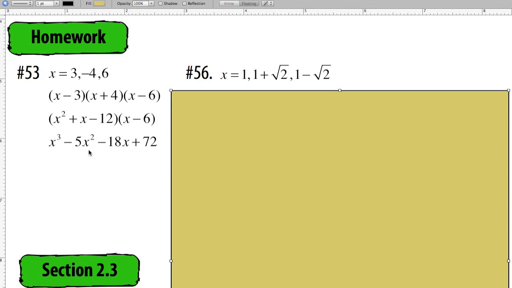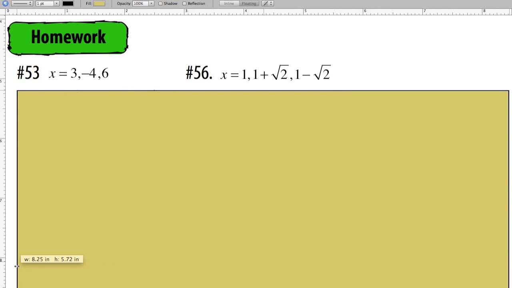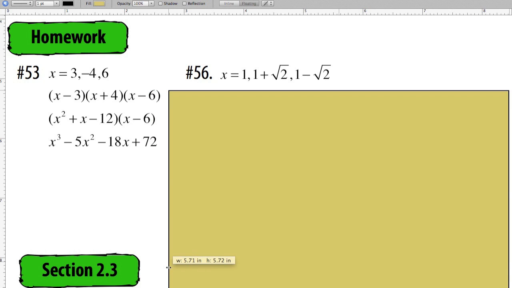No big deal. Okay? However, if we look over at number 56, this one tends to be a little bit uglier. Remember, if you need to pause this, pause it. I may be going a little too fast. Number 56 has radicals in it. Now, I had written on the board, or on the screen, I had actually only written the first 2 roots down. 1 and 1 plus the square root of 2.